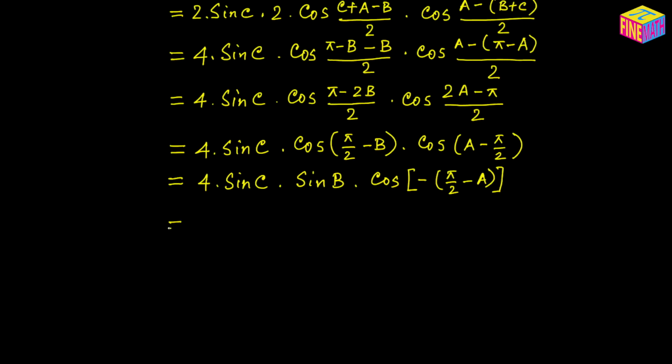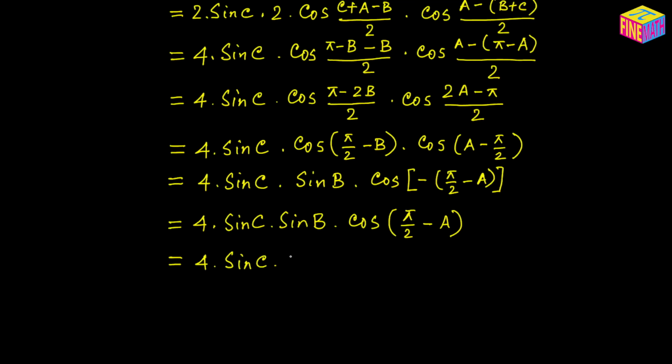And this can be written as 4 times sine of c times sine of b times cosine of, the negative sign will disappear because we know that cosine of negative theta is equal to cosine of theta, so we are going to ignore the negative there. Then this can be written as (pi over 2 minus a), and obviously this can be written as 4 times sine of c times sine of b times cosine of (pi over 2 minus a), that can be written as sine of a, the complementary ratio. So we are going to write sine of a.